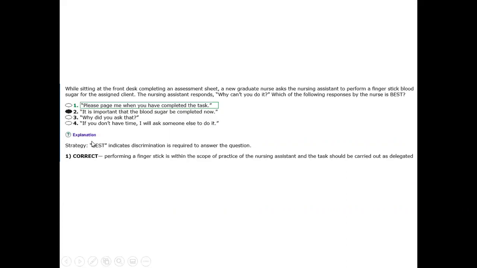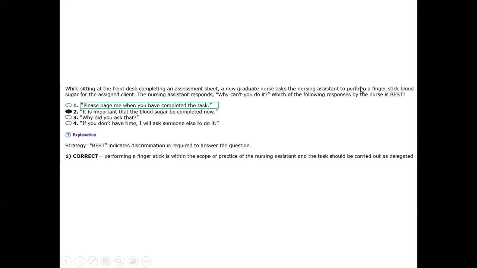So while sitting at the front desk, completing an assessment sheet, a new graduate nurse asks the nursing assistant to perform the finger prick blood sugar for an assigned client. The nursing assistant responds, why can't you do it? Which of the following responses by the nurse is the best?